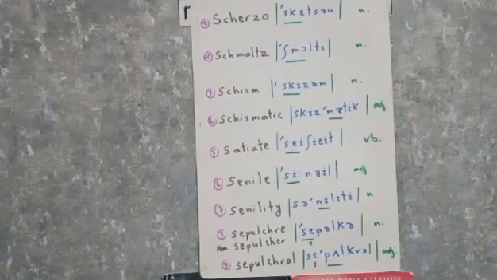It's a disyllabic word, it's a noun. And this word has got two syllables. Scherzo, the first syllable should be stressed. We say scherzo. And the scherzo is a lively section of a longer piece of music. That's scherzo. The second word is also a noun, schmaltz.